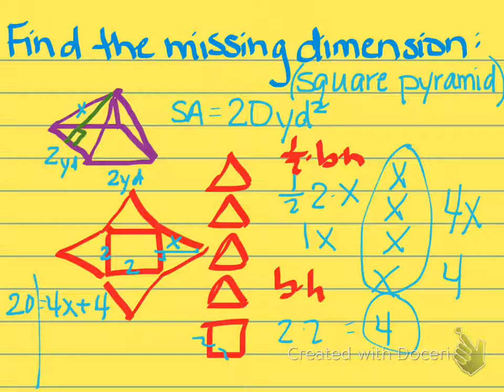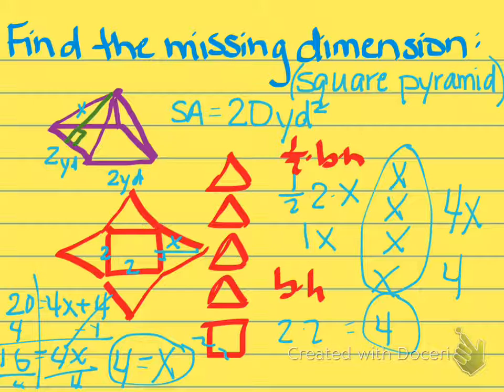So I'm going to subtract 4 from both sides, and that's gone, and I get 16 over here. Then I know I need to divide by 4 to get the x by itself, because that's our goal. 16 divided by 4 is 4. And so, lo and behold, my answer is 4 yards. A lot going on there, but super easy compared to the last one, right? Those triangular prisms are the worst.